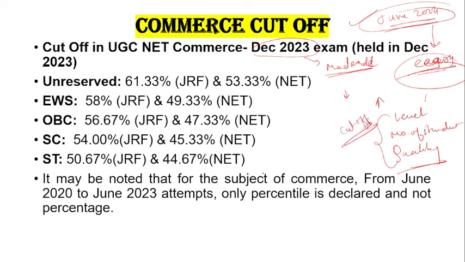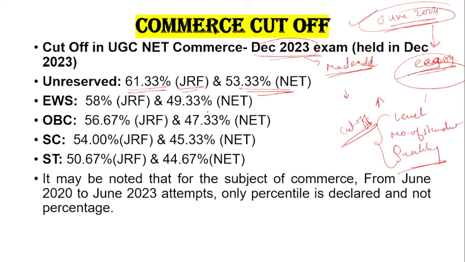When I analyzed the December 2024 examination, for unreserved and also for the JRF, the cutoff rate was 61.33%. In the case of non-JRF, for lectureship only, it was 53.33% in the NET. Okay, and this is for the unreserved category.